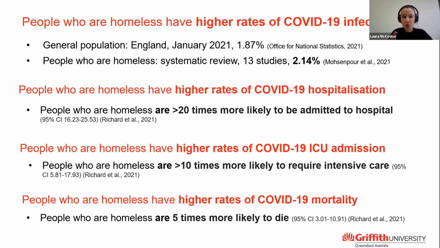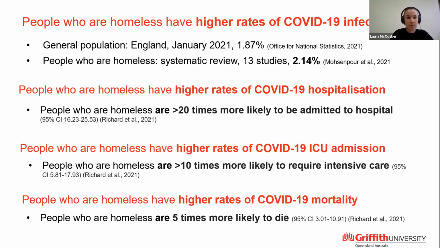Now I'd like to talk to this a little bit more, but I will preface this section by saying that most of the literature about COVID-19 in people who are homeless that's been published to date has come from the US. Obviously the situation in the US, both in terms of COVID and in terms of homelessness, is quite different than the situation in Australia. But I'll talk about that a bit more in just a minute. So what do we know about COVID-19 in people who are homeless?